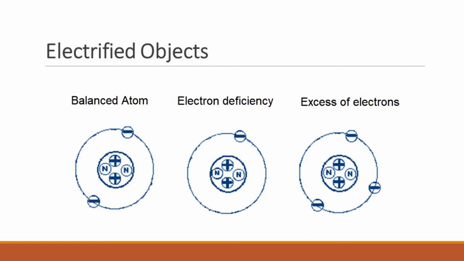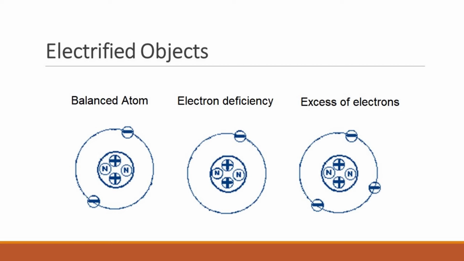Nevertheless, some processes might make the atoms of the object lose electrons. And for those atoms, we might have the situation represented in the middle of the picture. In that situation, we have electron deficiency. We will have fewer electrons than protons in the structure of the atom.